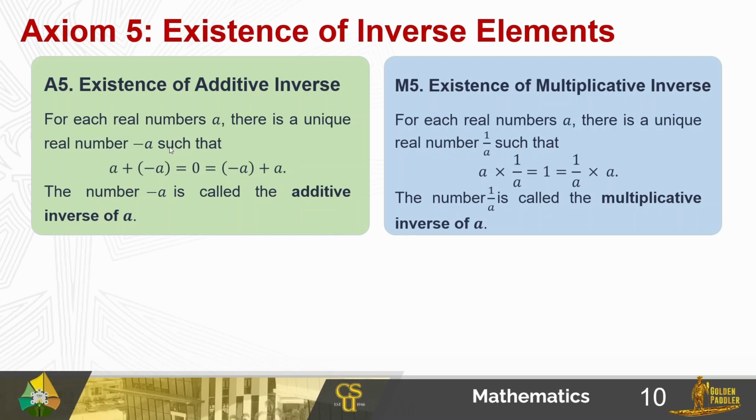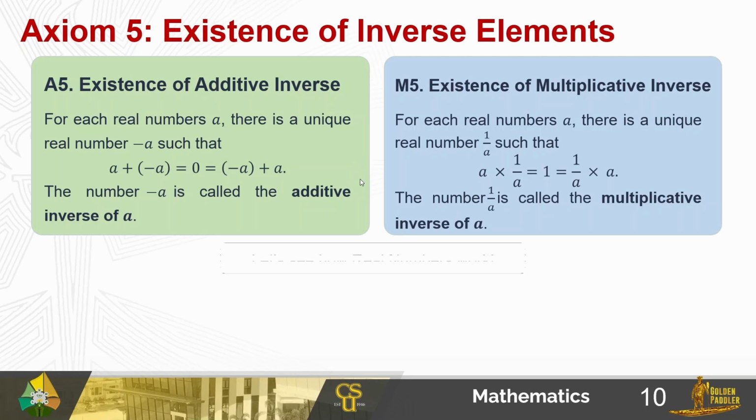So take note that 0 and 1 are both the identity element. 0 is the additive identity and 1 is the multiplicative identity. So for a real number a, the negative of a is a unique additive inverse such that if we add a to the negative of a, it will give us the additive identity 0. Similarly, for multiplication, 1 over a is the unique multiplicative inverse of a, because if we multiply a by 1 over a, it will give us the multiplicative identity 1.